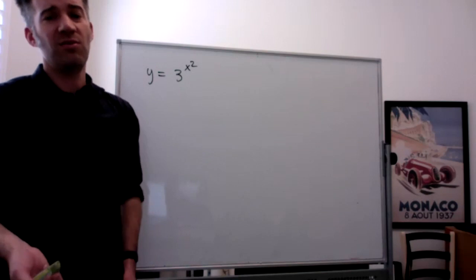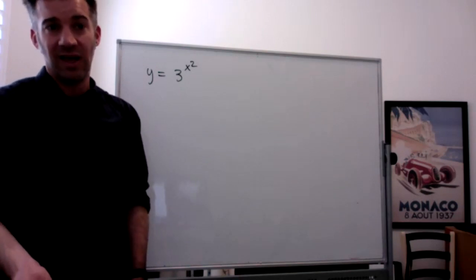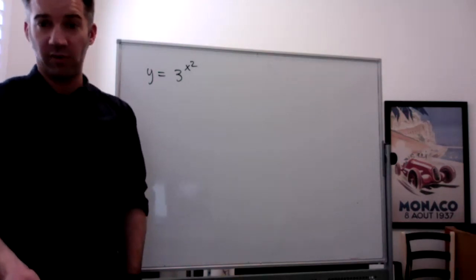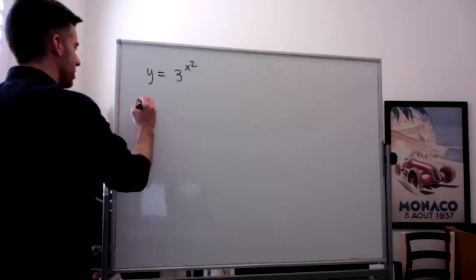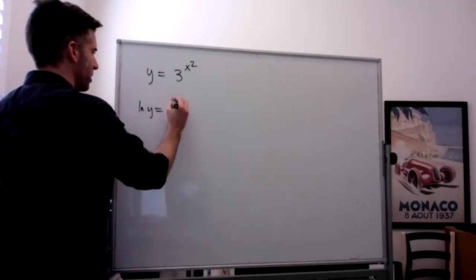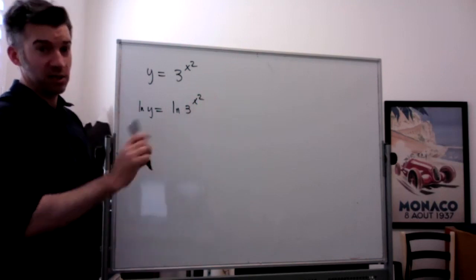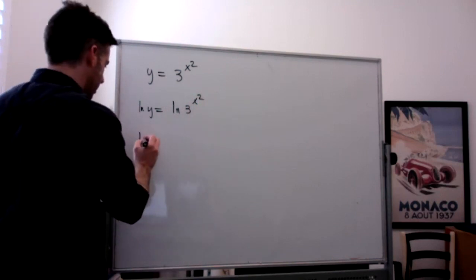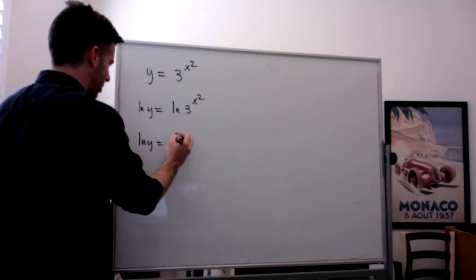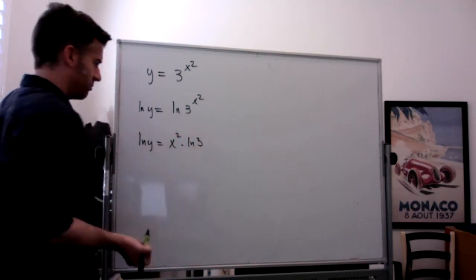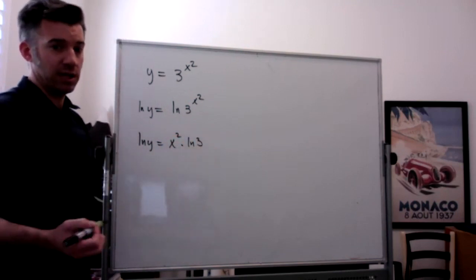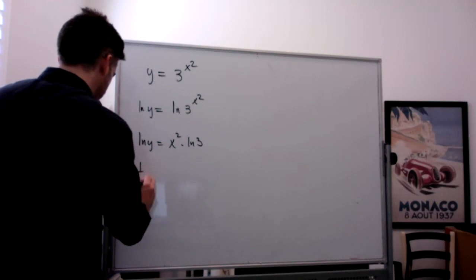There are so many different ways you can do it. I'm more of a fan of taking the natural log of both sides. So the natural log of y equals the natural log of 3 to the x squared. Bring the x squared down in front. The natural log of y equals x squared times the natural log of 3. Differentiate both sides.